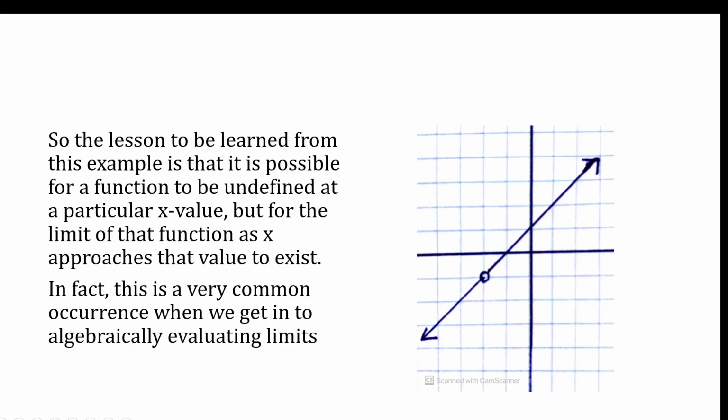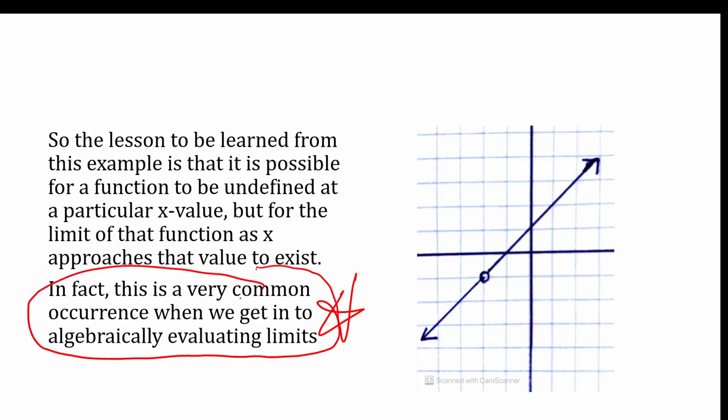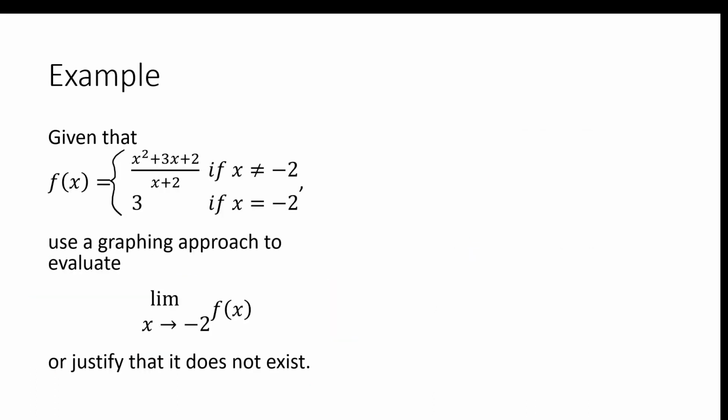So the lesson to be learned from this example is that it's possible for a function to be undefined at a particular x value, but for the limit of that function as x approaches that value to exist. So in other words, when x equals -2, the function doesn't exist, but the limit as x goes to -2 of this function does exist. In fact, this is a very common occurrence when we get to algebraically evaluating limits, where we're going to spend a lot of time in this unit. That is going to be an extremely common occurrence, what you just see there.